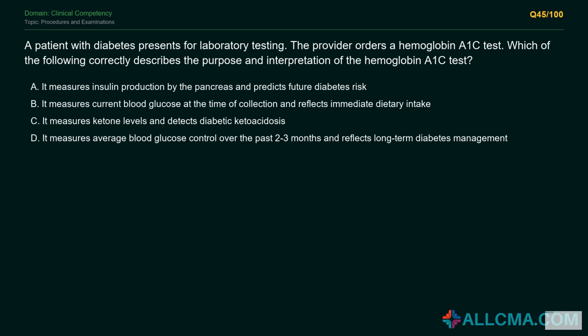Option A. It measures insulin production by the pancreas and predicts future diabetes risk. Option B. It measures current blood glucose at the time of collection and reflects immediate dietary intake. Option C. It measures ketone levels and detects diabetic ketoacidosis. Option D. It measures average blood glucose control over the past 2 to 3 months and reflects long-term diabetes management.